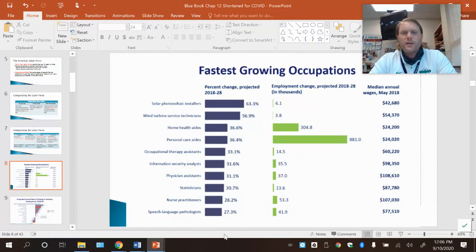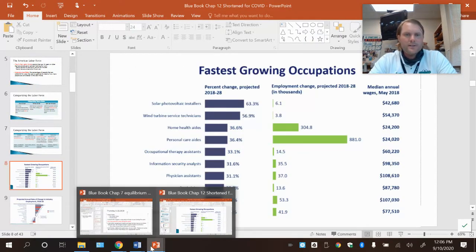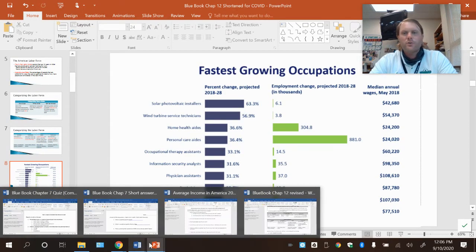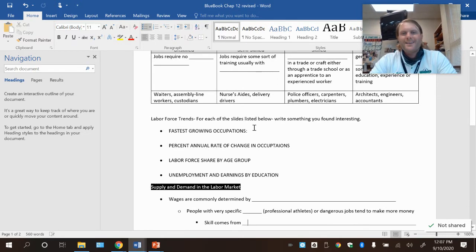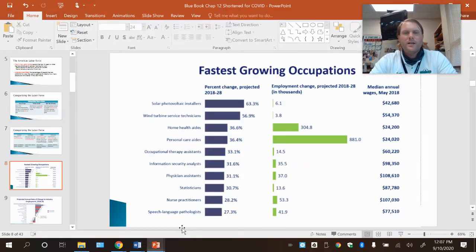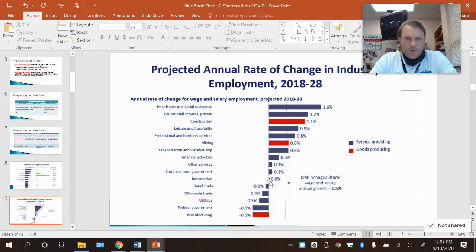So for these next few slides, what I want you to do is write down something interesting that you see. So your notes aren't guided anymore. What is something interesting that you find from each of these next 4 slides? Okay. So anyway, we'll give you a second to do that. I'll scroll through these, pause it if you need to.